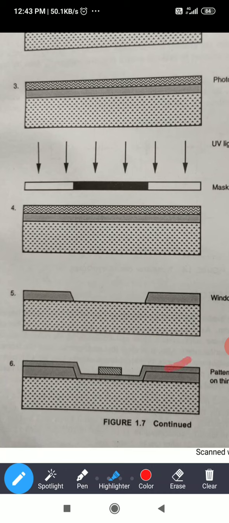This region is called the thin oxide. After the thin oxide, we will apply the gate material, which is called polysilicon. For the gate terminal, we will deposit polysilicon material over this entire surface.